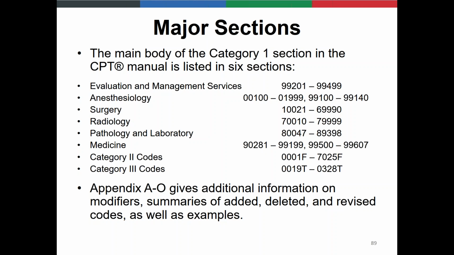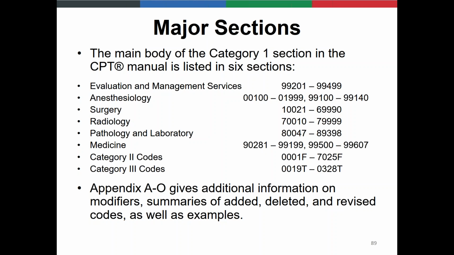And the 6 sections of Category 1 codes are evaluation and management services, which are represented by codes 99201 through 99499. And you'll notice that all 6 sections of these codes are all numeric codes. There's no alpha, prefix, or suffix on any of these codes. And this is how you're going to identify a Category 1 CPT code. If all you're seeing is 5 numbers, then you know that it's a Category 1 CPT code.